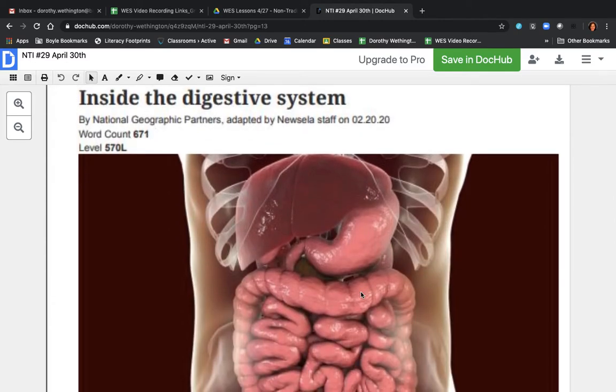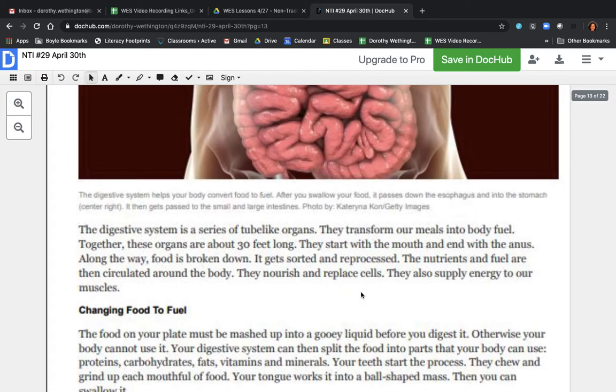Inside the digestive system. The digestive system helps your body convert food to fuel. And after you swallow your food, it passes down the esophagus and into the stomach. It then gets passed to the small and large intestines.